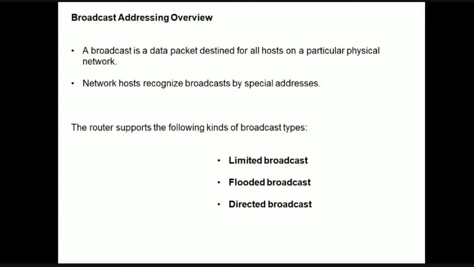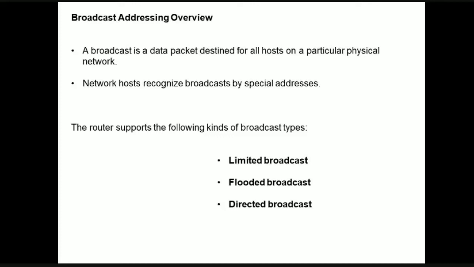Broadcast is nothing but a data packet destined for all computers, or for all hosts, on that particular physical network. Broadcast means radio broadcasting. That is, a radio broadcast goes out to everyone connected in the radio network, right? So in networking also, broadcasting means the data packet is sent to all the hosts connected on that particular physical network.